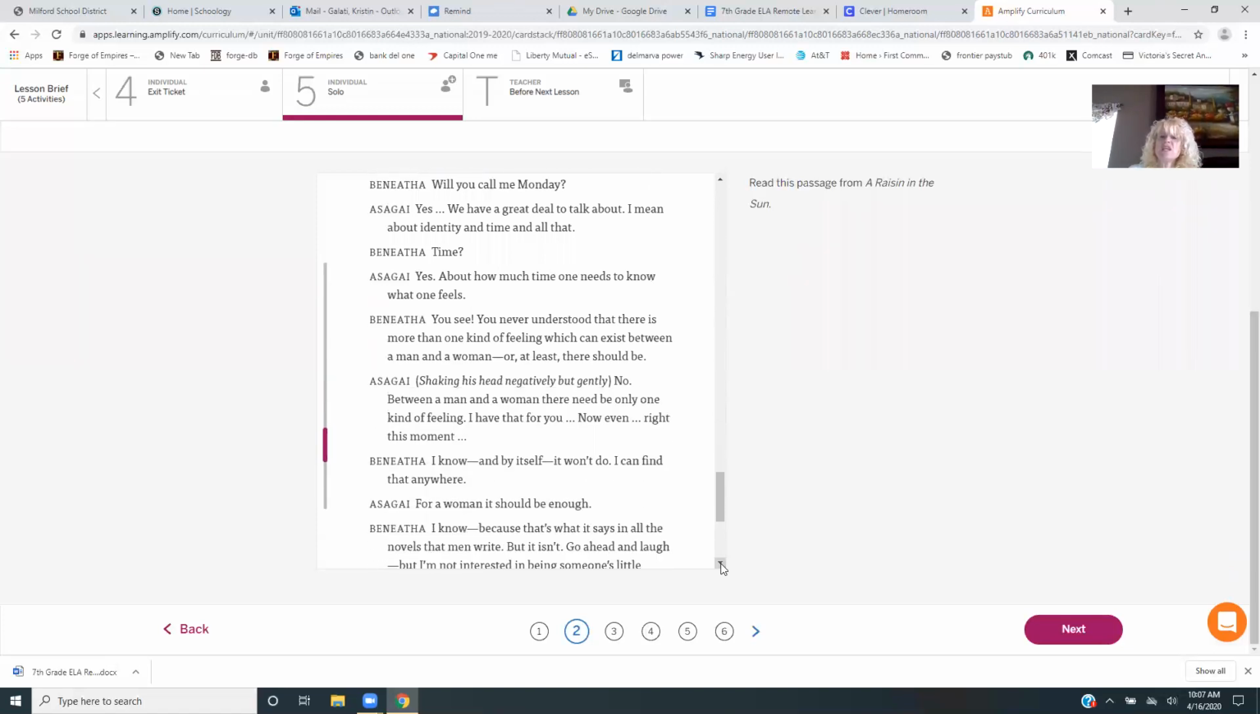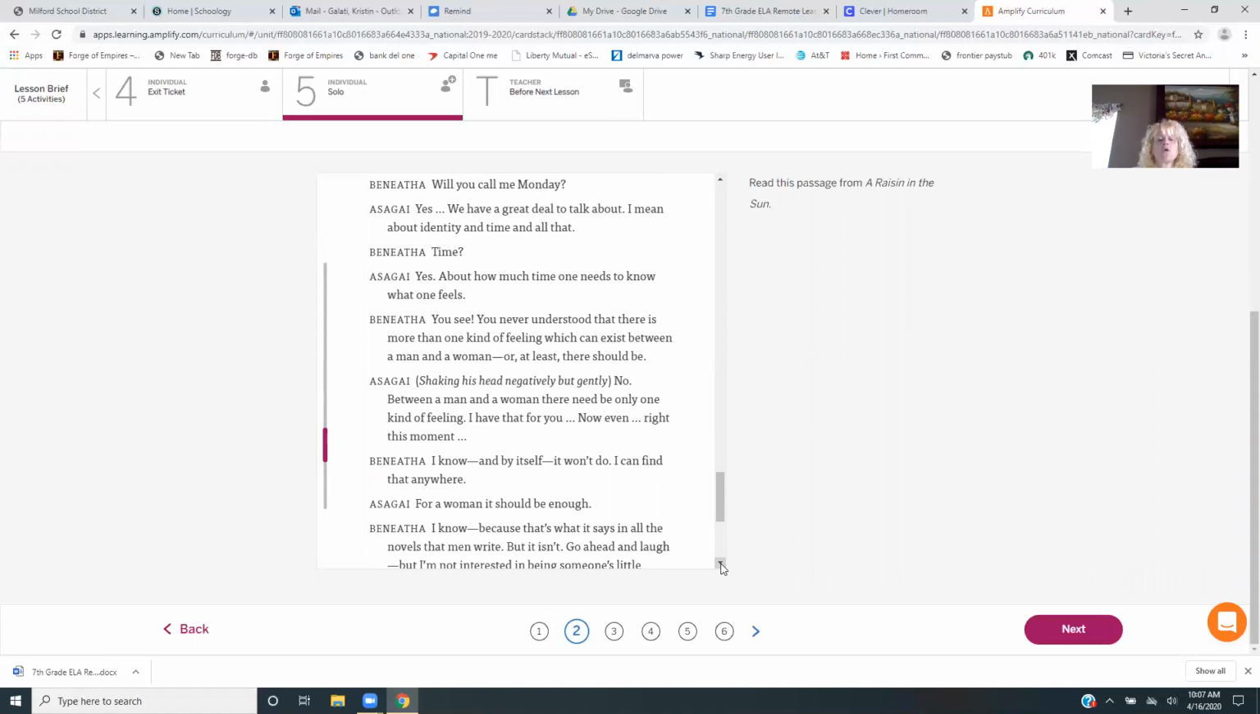Beneatha says, you see, you never understood that there is more than one kind of feeling which can exist between a man and a woman. Or at least there should be. He shakes his head negatively but gently. No, between a man and a woman, there need be only one kind of feeling. I have that for you, now even, right this moment.